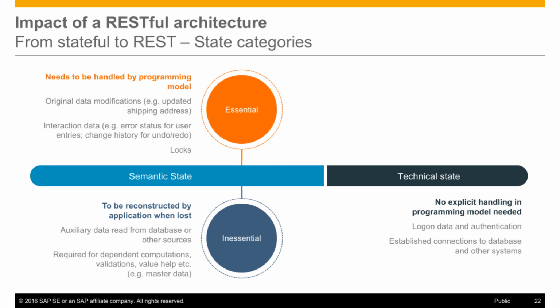Inessential state, on the other hand, where the application has to take care of that, also currently, is data that we read via a function module or somewhere else from the database directly in order to, for example, validate the data which was entered.